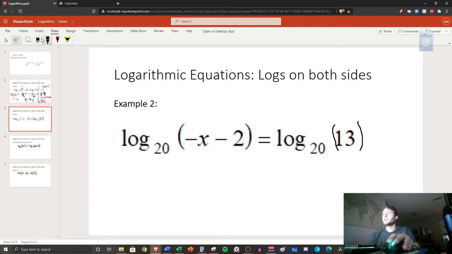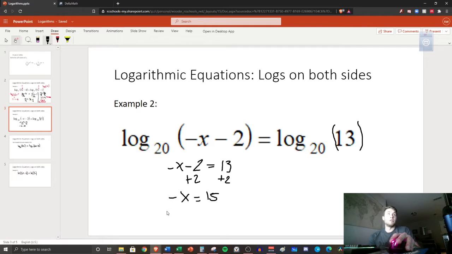All right, so hopefully you had a chance to try to solve this, and hopefully you remembered to check it to see if it was extraneous. But we get -x minus 2 equals 13. And this is a very straightforward solving equation. There's not even a variable on the right side, so we're going to add 2 plus 2. We get -x equals 15.